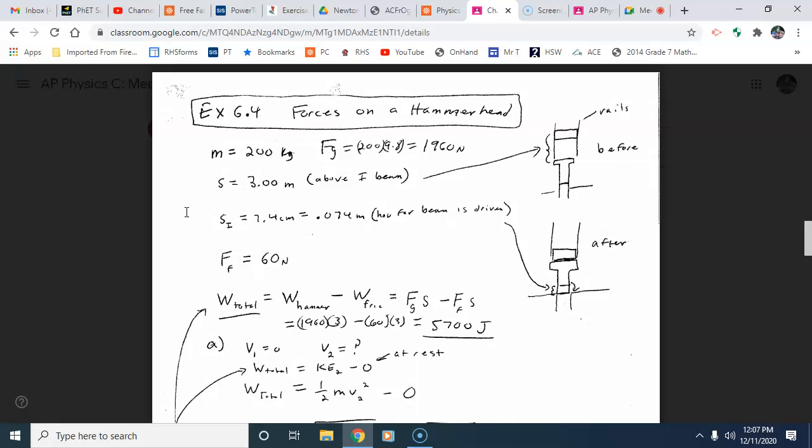It says a 200 kilogram steel hammerhead of a pile driver, that's the orangish object in the picture in the book, is lifted 3 meters above the top of a vertical I-beam being driven into the ground. The hammer is then dropped, driving the I-beam 7.4 centimeters deeper into the ground. The vertical guide rails exert a constant 60 Newton frictional force on the hammerhead. Use the work-energy theorem to find first the speed of the hammer just as it hits the I-beam.